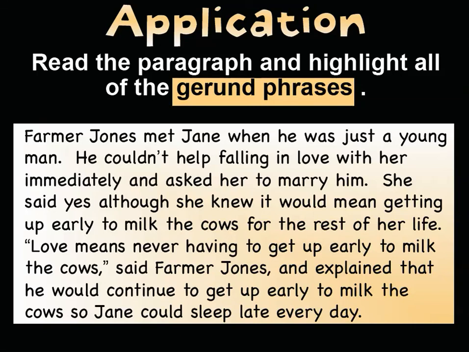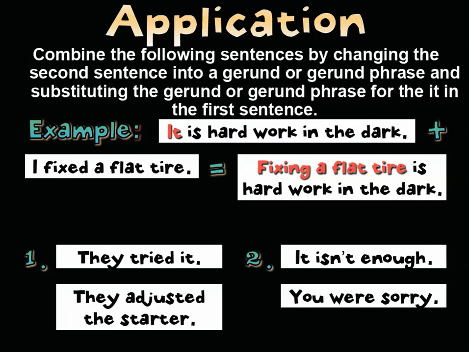On the back of your paper, the next application, please read the paragraph and highlight all of the gerund phrases you can find. Here is another application for you, our last application with gerunds. Combine the following sentences by changing the second sentence into a gerund or gerund phrase and substituting the gerund or gerund phrase for the it in the first sentence. For example, it is hard work in the dark plus I fixed a flat tire. So let's take out the it, substitute it for fixing a flat tire: fixing a flat tire is hard work in the dark.